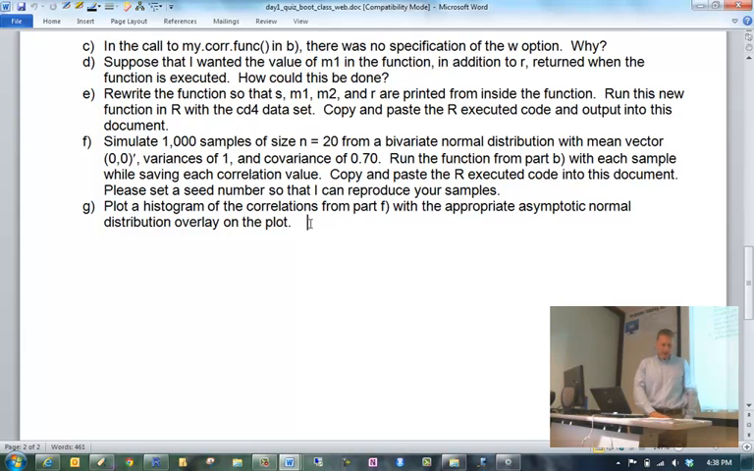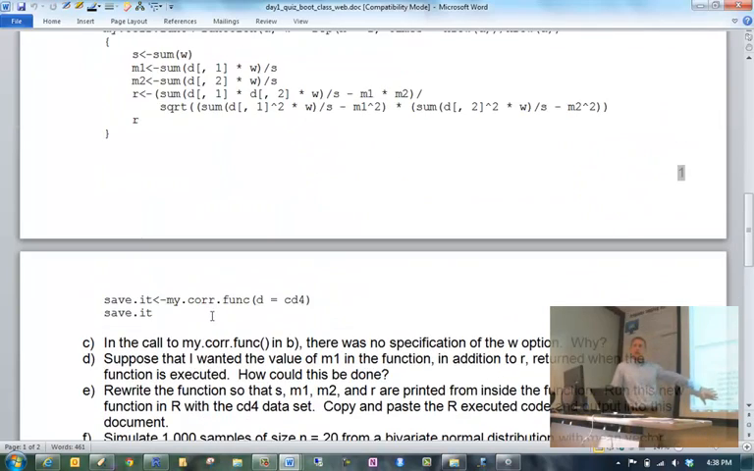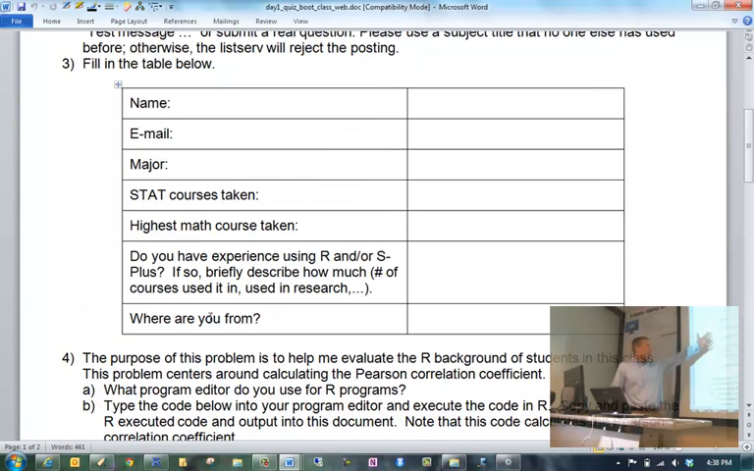I think that's it then. So the day number 1 quiz is due on Friday, 5 p.m. Again, put all your answers in this document here for number 4 and also number 3 and email it to me by 5 p.m. on Friday.